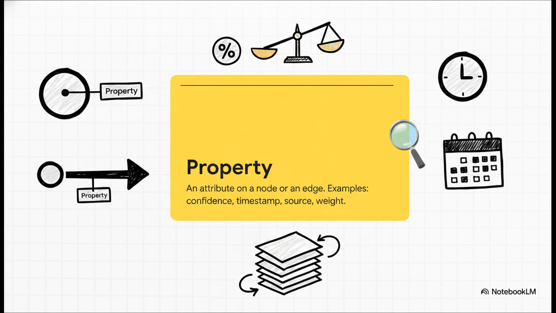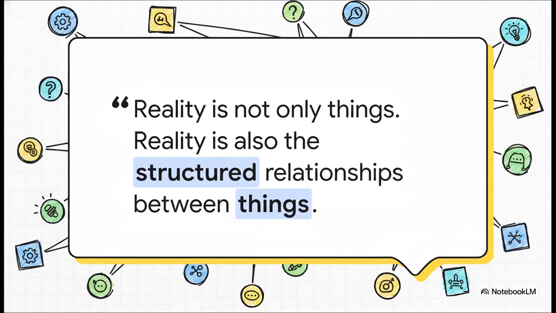So you have nodes, edges, and properties: nouns, verbs, and all the juicy context. That's it. That's the whole model. And this really shows the big philosophical shift, doesn't it?